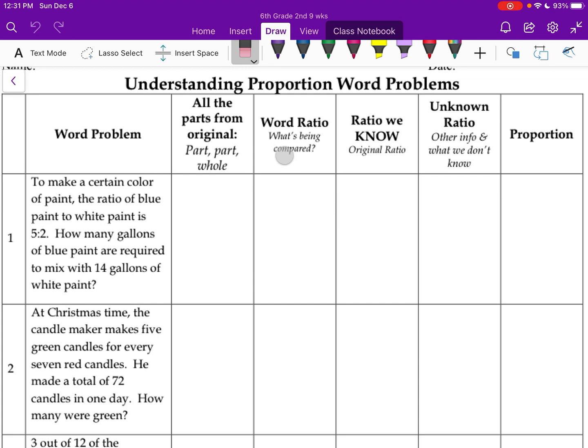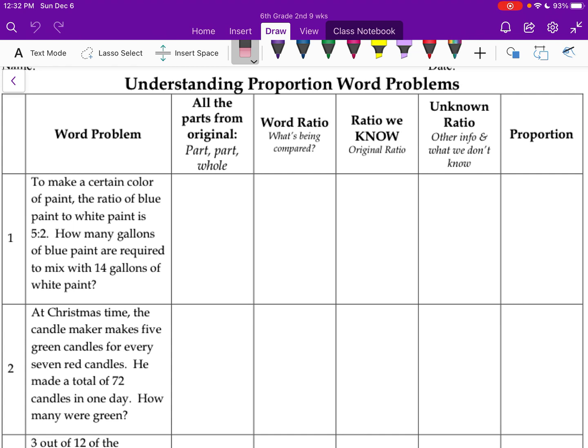Then we need to look at what's being compared and what are they asking us to find to set up our word ratio. What's the ratio that we know, the original ratio that they give us in the problem, and then what's the unknown ratio? This has the other piece of information that they give us plus our unknown. And then last, we'll set up the proportion. Okay, so for these, we're not actually going to solve them. Right now, we're just understanding the word problems and we are setting them up. Okay, so that's what we're practicing today.